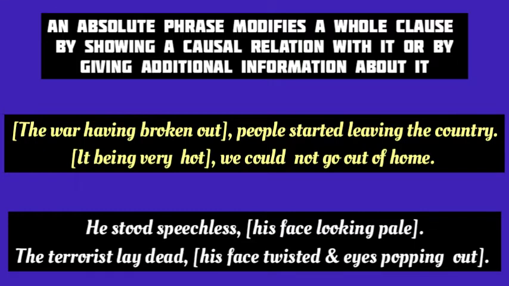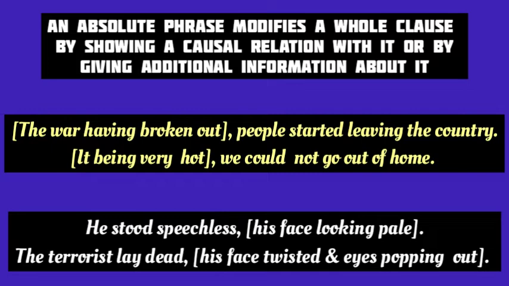Moreover, the absolute phrase may also provide some additional information in the sentence. For example, in the sentence, he stood speechless, his face looking pale, the absolute phrase, his face looking pale, provides some additional information about his condition, though it is not necessary for the sentence. Then in the sentence, the terrorist lay dead, his face twisted and eyes popping out, there are two absolute phrases, his face twisted and his eyes popping out, both providing additional but not necessary pieces of information about his condition.